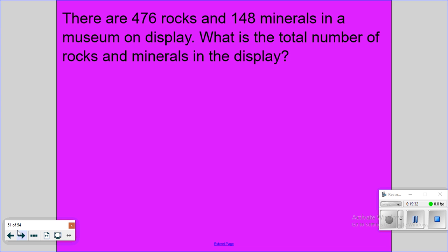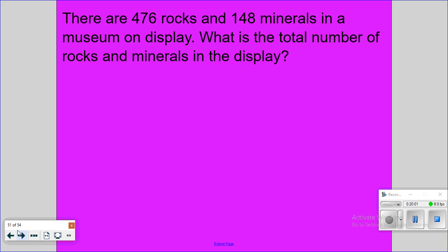If you need to turn the page, you can. This problem says there are 476 rocks and 148 minerals in a museum on display. What is the total number of rocks and minerals in the display? What am I counting in this problem? What is my unit, the thing I'm counting?